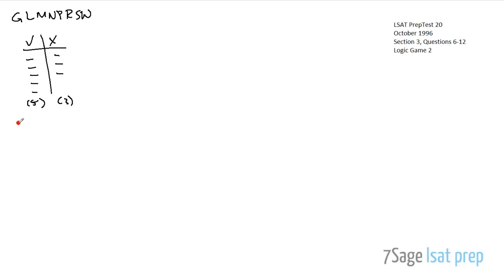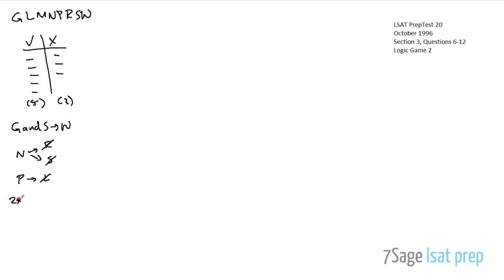Our conditions are that if G and S are both reduced, W is also reduced. So G and S implies W. Okay, if N is reduced, neither R nor S is reduced. So N reduced means that R is not reduced and S is not reduced. Okay, if P is reduced, L is not reduced. Of 3 areas, L, M, and R, exactly 2 of them are reduced.